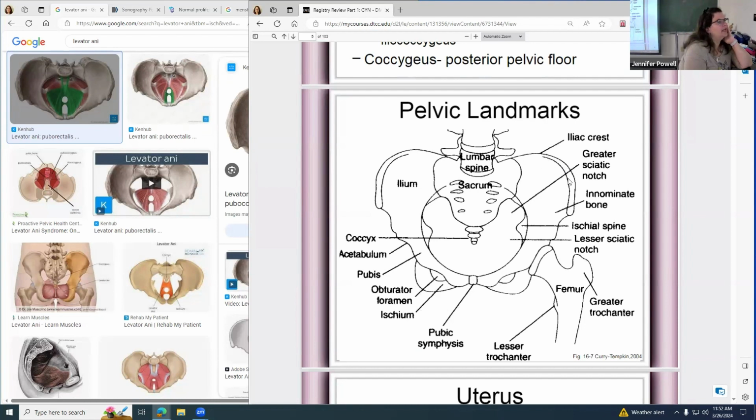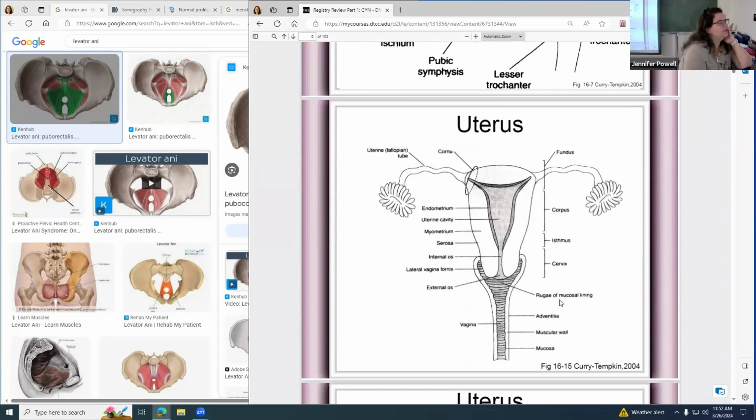Top part of your hip here, iliac crest, this greater sciatic notch, ischial spine, lesser sciatic notch, femur, having the greater trochanter and the lesser trochanter. Then you've got your uterus. You've got your vaginal canal leading up to the cervix, leading up to the uterus, then to the fallopian tube, or sometimes called the uterine tube, and then the ovaries are here.